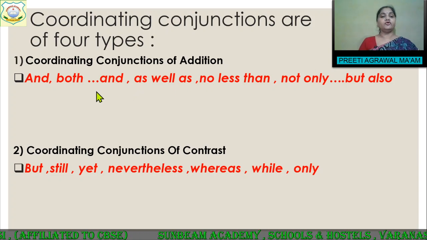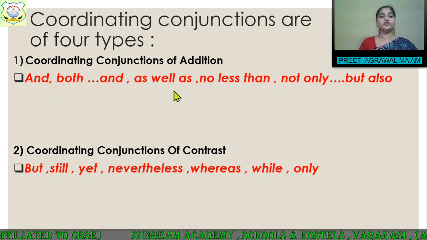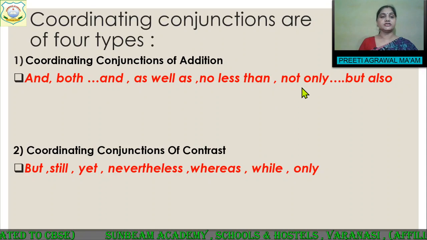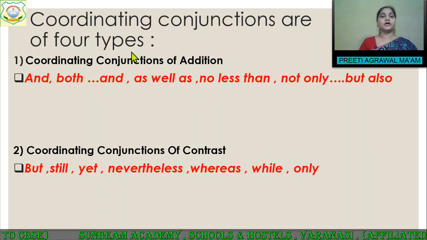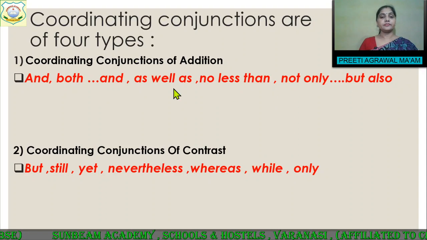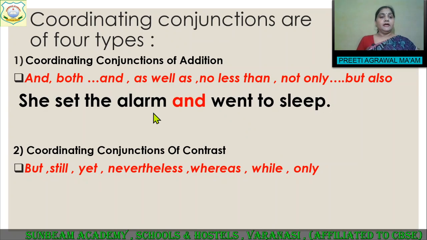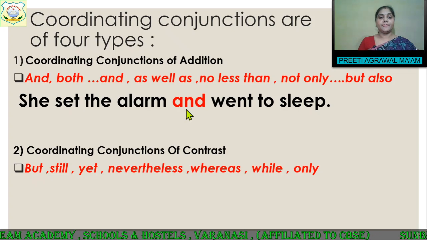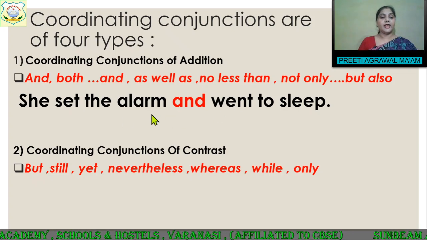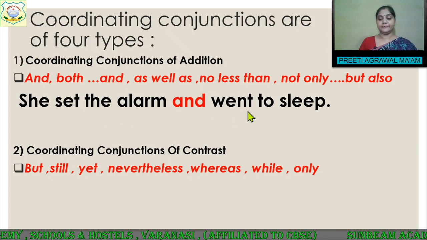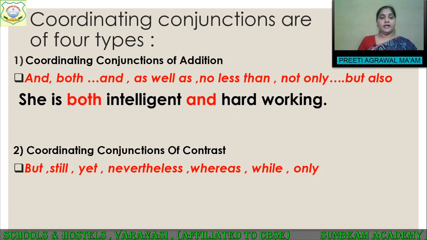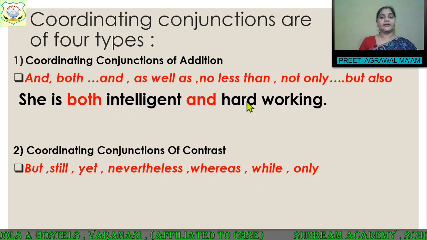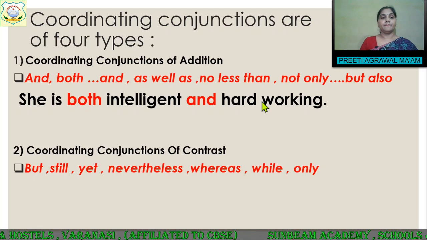So whenever you have to add two facts, you can use these conjunctions, such as the coordinating conjunction. See, she set the alarm and went to sleep. And is your conjunction here, and it is adding two facts. Next one is, she is both intelligent and hardworking.